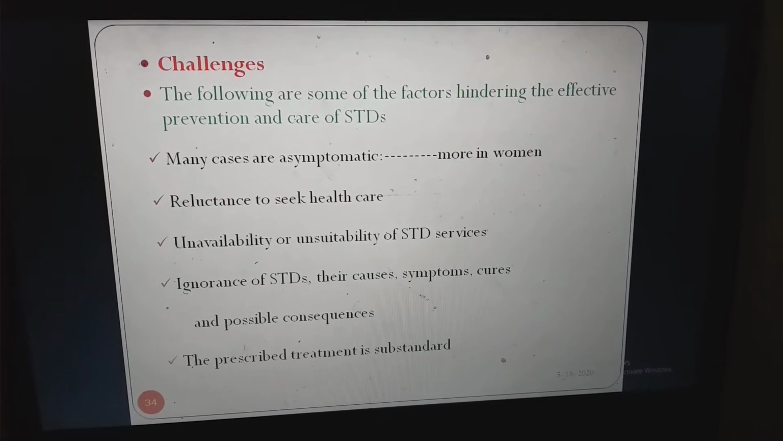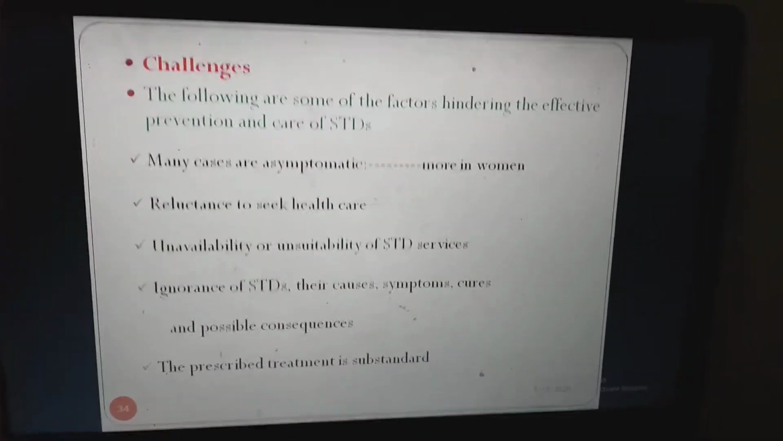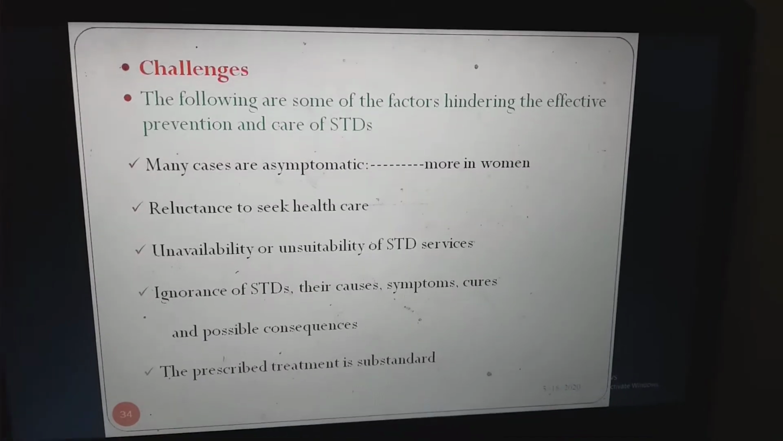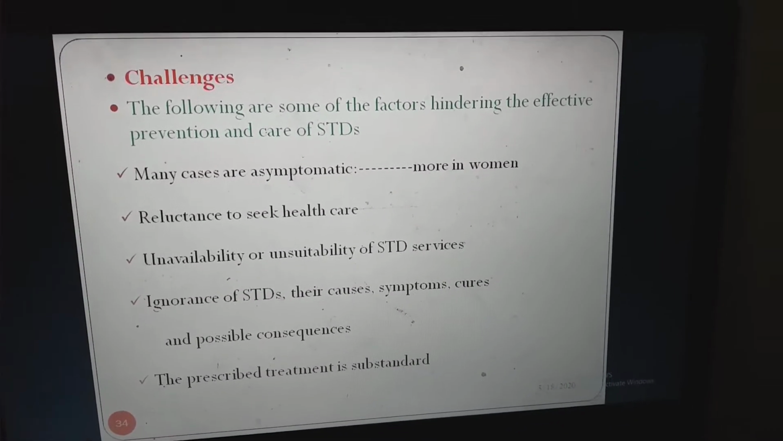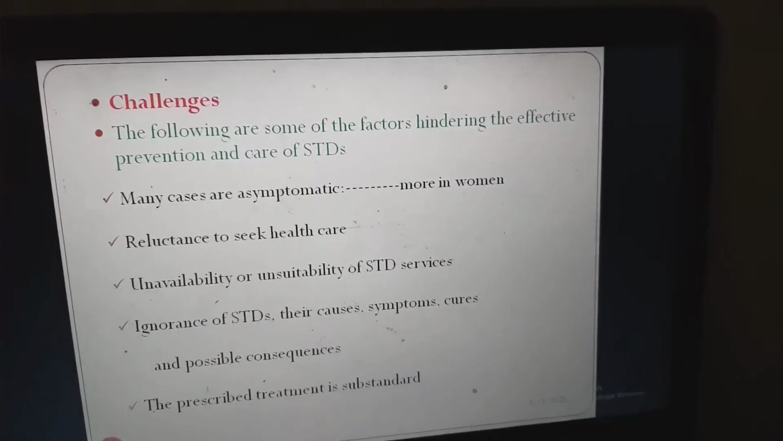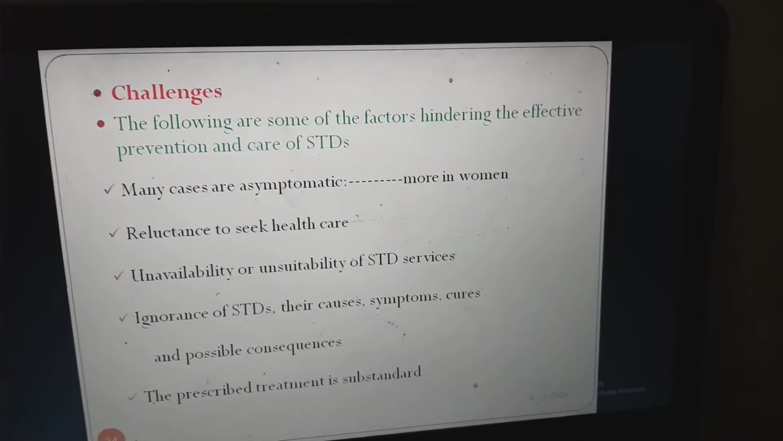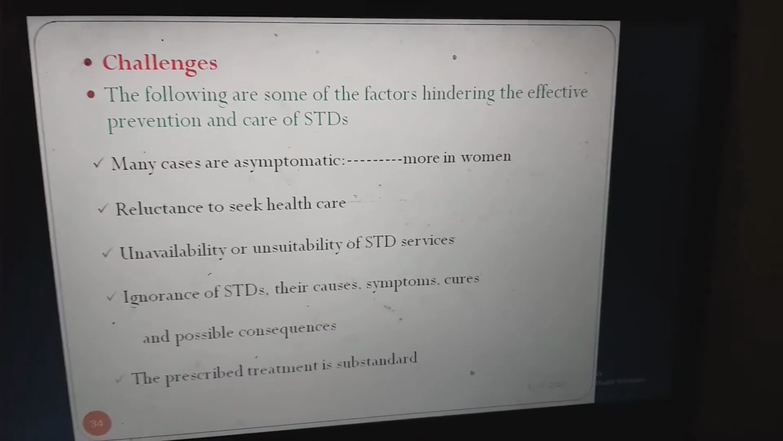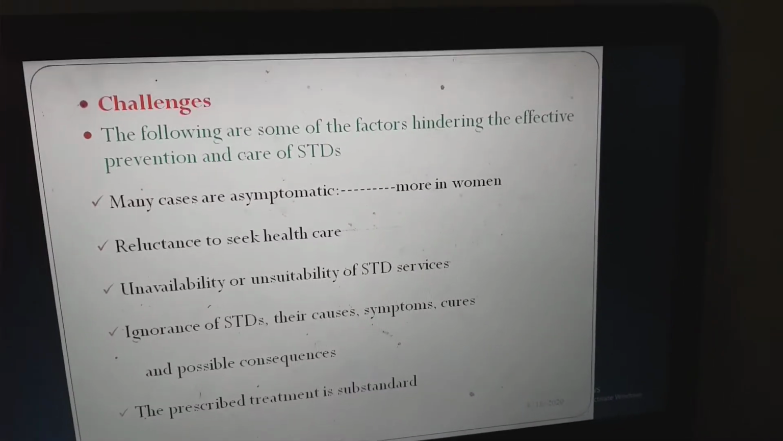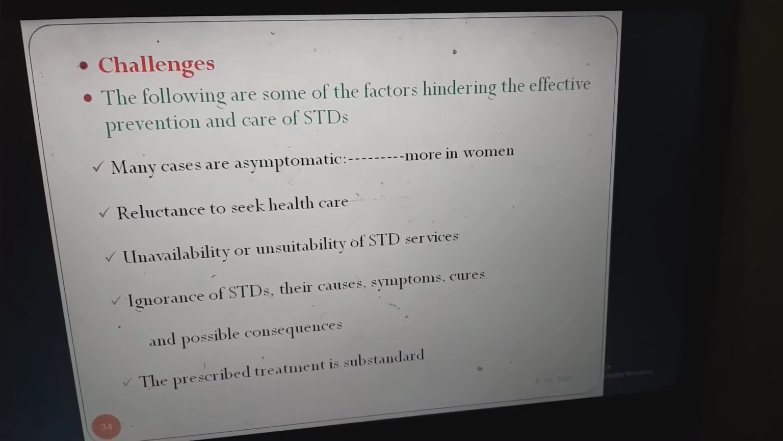The other is unavailability or unsuitability of sexually transmitted disease services. When they come to the health service, a health center or hospital, maybe there is no availability. Maybe there is no separate room, because they need privacy. Maybe there are no individuals who are experts on this, who took training on this. That's why most of the time there is no availability.